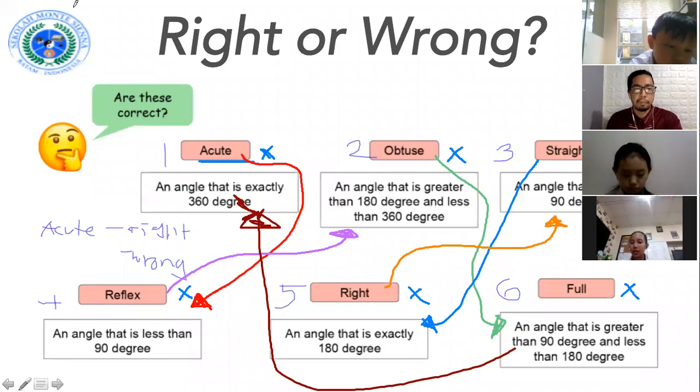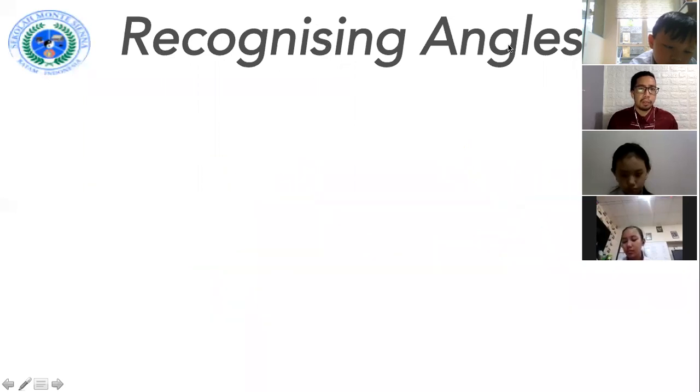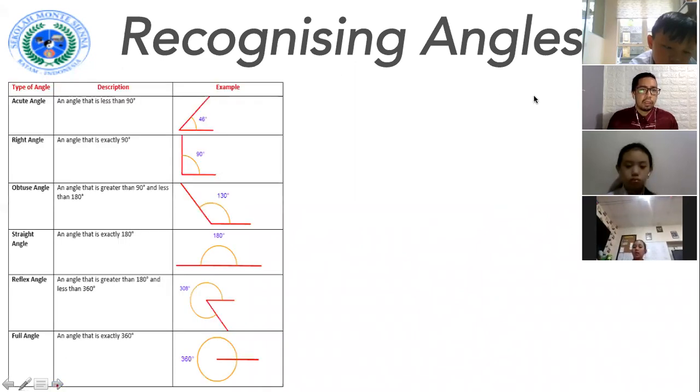Okay. Question. Next slide. I want you to recognize the following shapes. First, this is the definition again. We have acute, right, obtuse, straight, reflex, and then full.